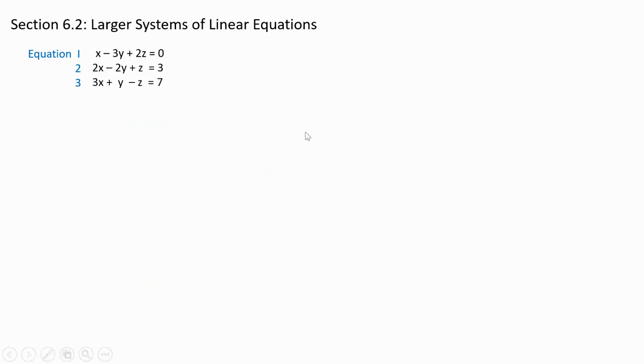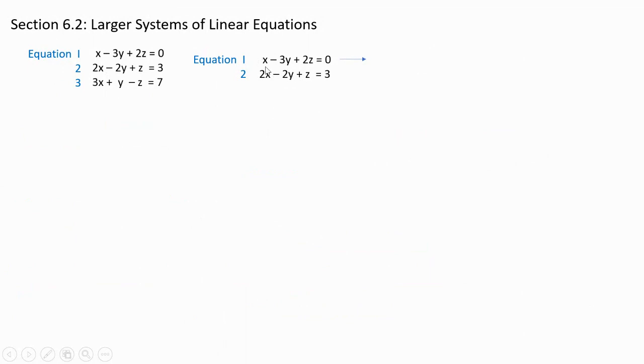The plan is that I'm going to take equations 1 and 2 and get rid of the x's. And then I'm going to take equations 1 and 3 and get rid of the x's. So after I do this operation, I'm not going to have any more x's. It's going to be something y plus something z equals something. Let me show you what I mean here.